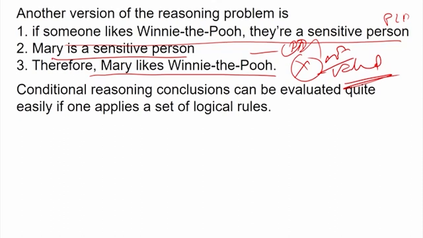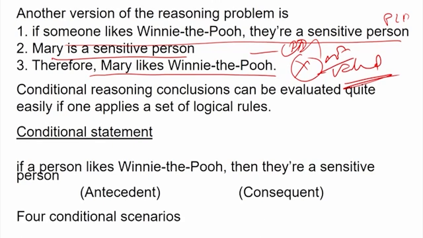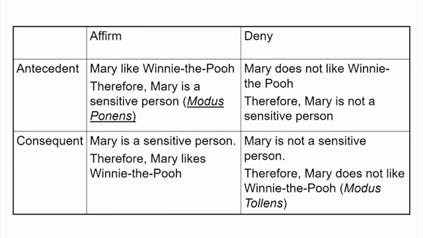So, how do we go ahead and know which statements are correct and which are not? How do we find out which conditional statements are valid or not? Let us take this conditional statement: if someone likes Winnie the Pooh, which is the antecedent, then they are a sensitive person, which is the consequent. Four scenarios can develop out of it. From the first statement, any second premise that I draw can go any of the ways. What do I mean by this? My second premise, what does it say about Mary? Either Mary is a sensitive person or Mary likes Winnie the Pooh.